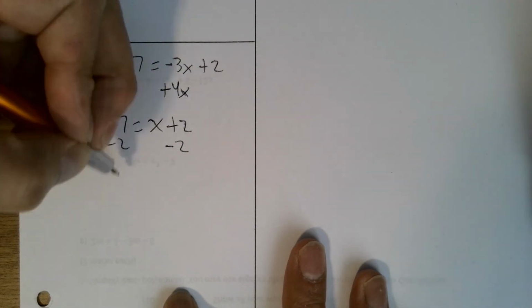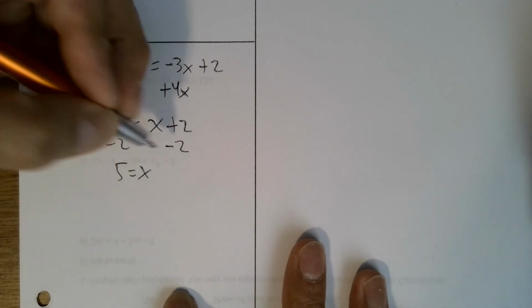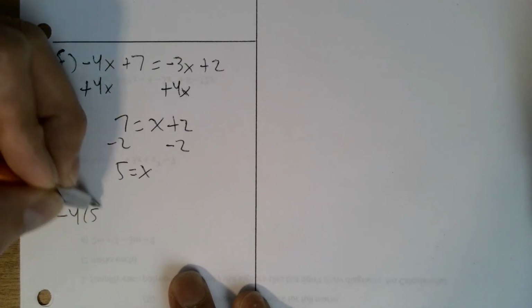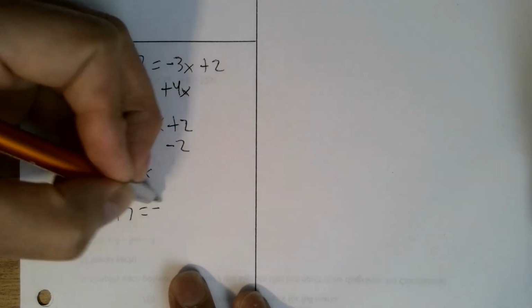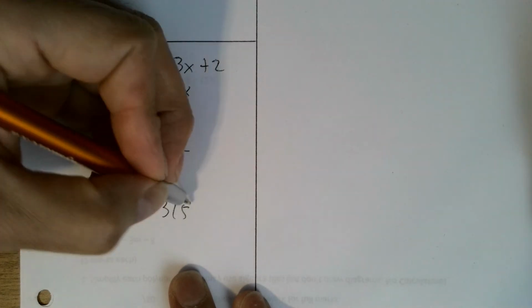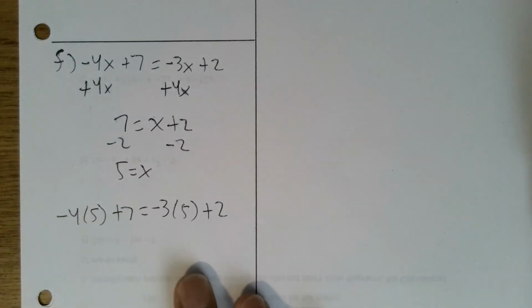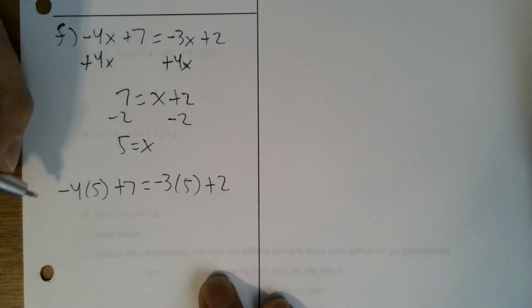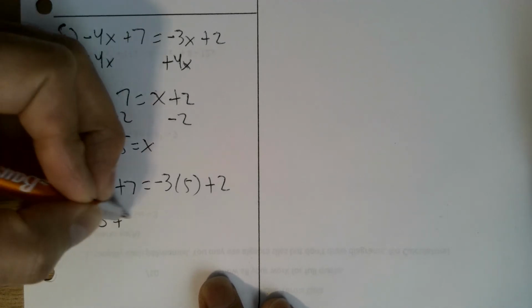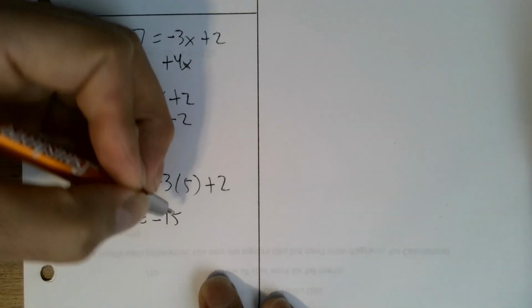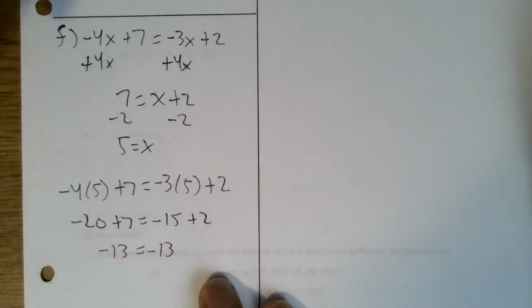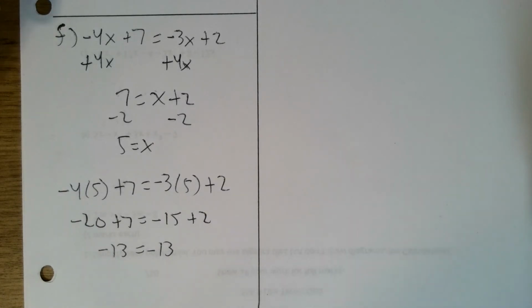One more step. I'm going to subtract 2 from both sides. 7 minus 2 is 5. 2 minus 2 is 0, so I'm left with just x over here. Check: write it exactly the same as the original, but with 5 instead of x, and do the multiplying first. Negative 20 plus 7 equals negative 15 plus 2. Negative 13 equals negative 13. So when x equals 5, our equation is true, so x equals 5 is the solution.